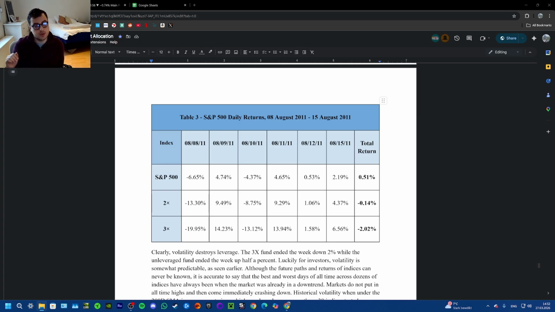However, when markets are trending up or trending down, it's really not a problem for these leverage ETFs. In fact, when markets are trending higher, this what they call leverage decay or volatility decay actually helps you when markets are trending higher. And that's because every single day that the market goes up, you are re-leveraging up to that 3X.